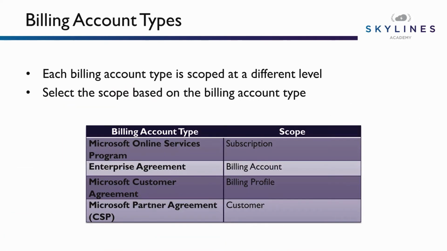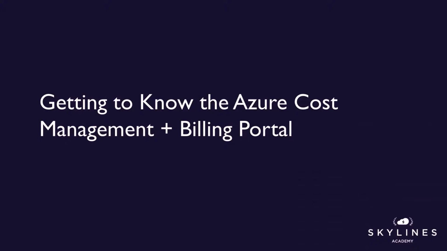It's important to understand the different locations where billing data is scoped. Some options will only be available for specific billing account types. For example, a Microsoft Online Service Program is scoped at the subscription, while an enterprise agreement is scoped at the billing account. A Microsoft customer agreement is scoped at the billing profile, while a Microsoft partner agreement is scoped at the customer. Next, we're going to take a quick look at the portal.